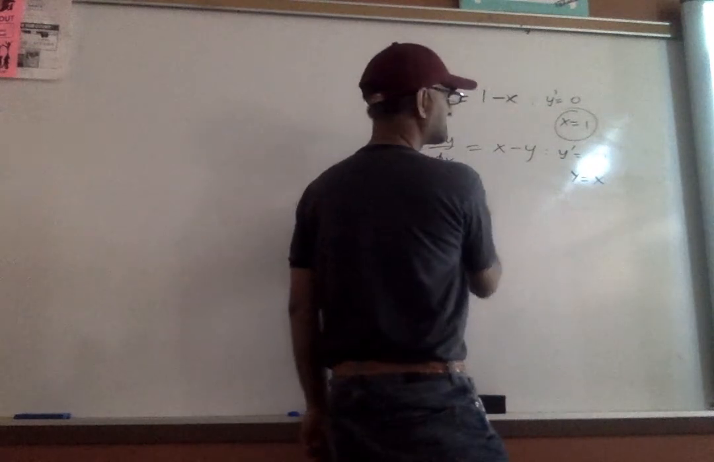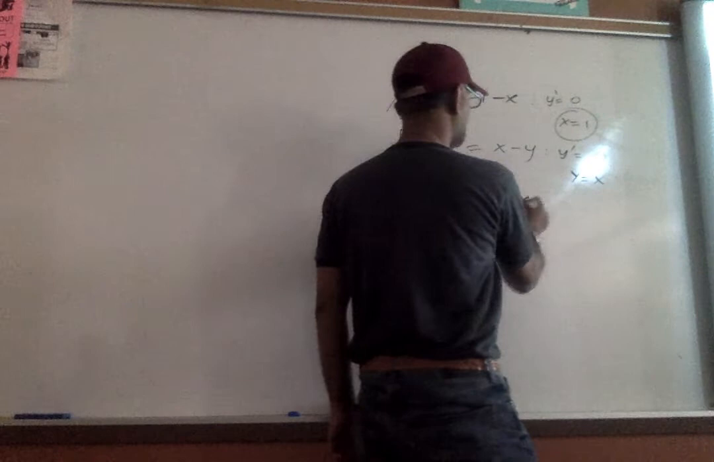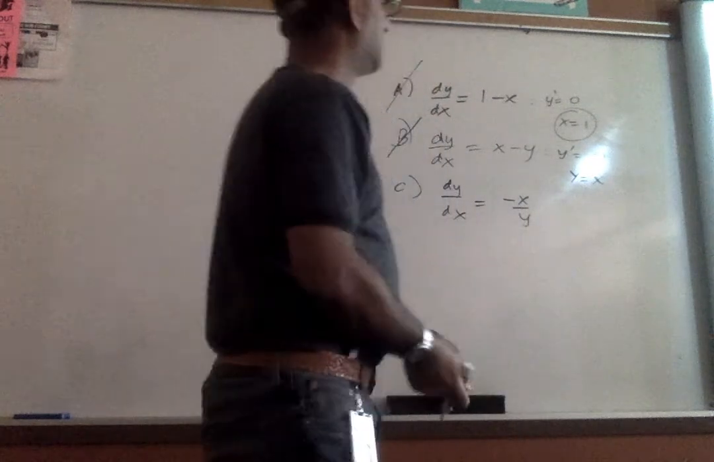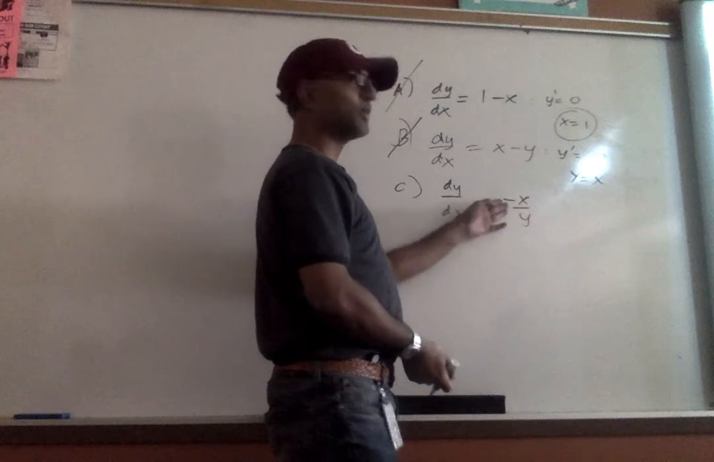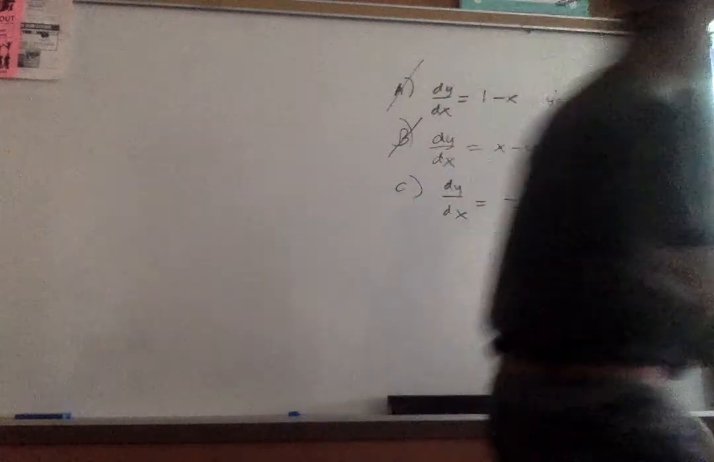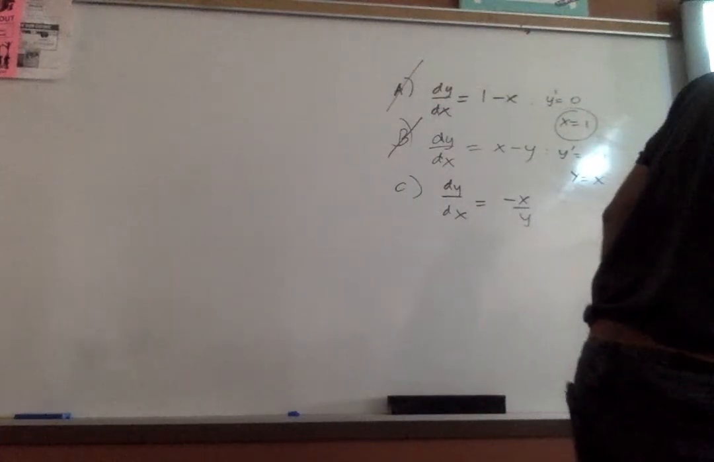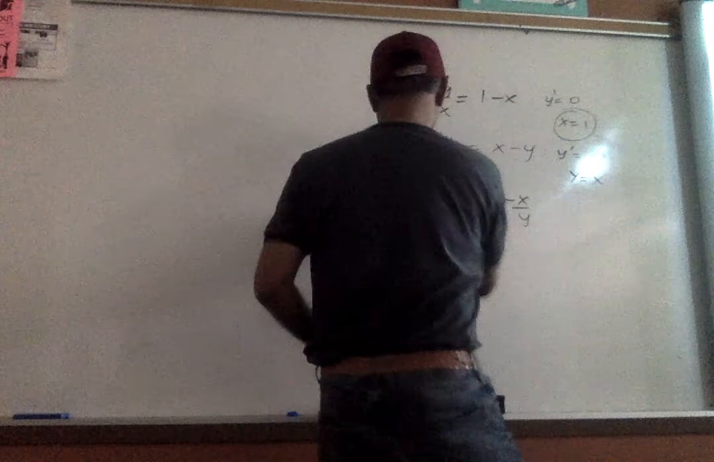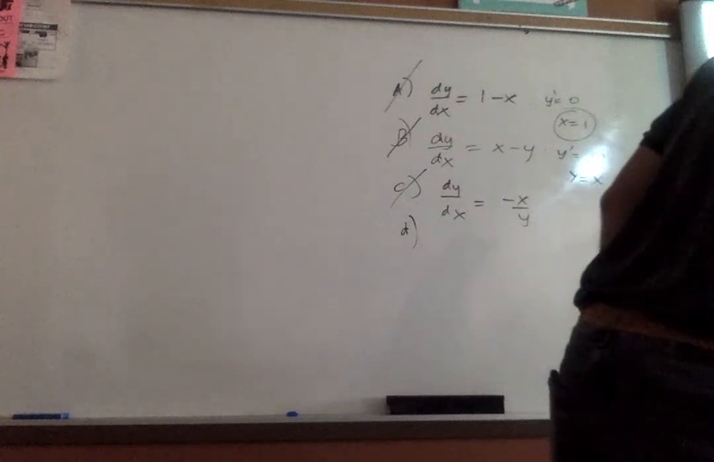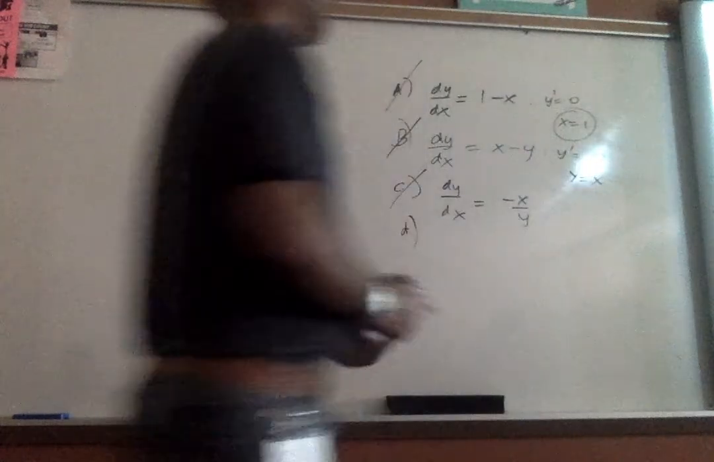Okay, let's do C. dy over dx equals negative x over y. The slope will be 0 when x is 0. You must be on the y-axis. Let's have a look at the y-axis. We have flat slopes. No. It's going like that. So they're almost vertical slopes. So that's out too. Let's have a look at D. That's weird.